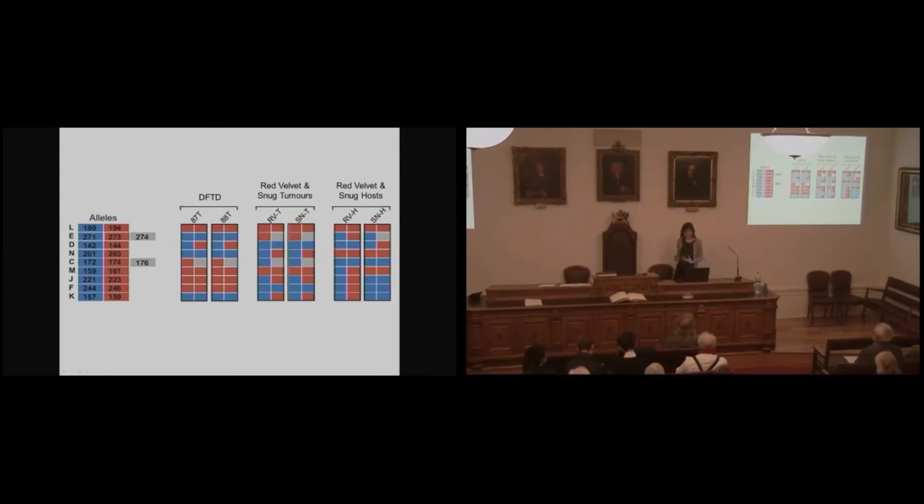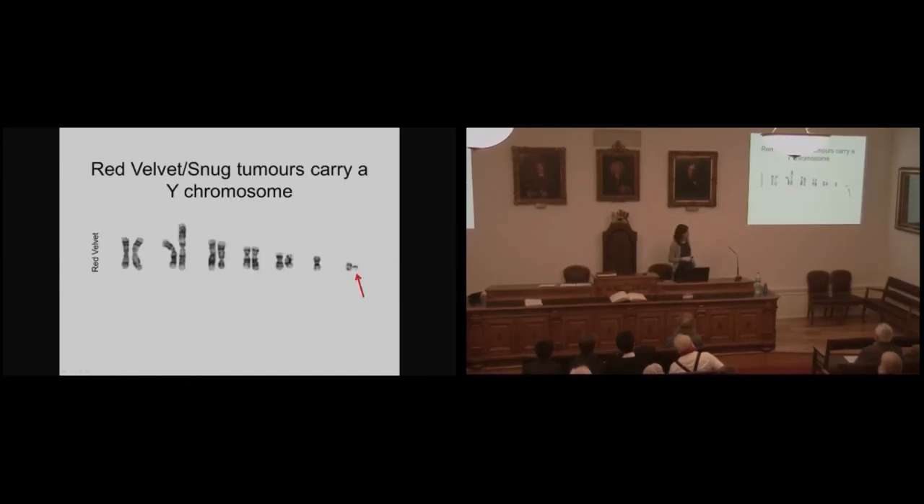So this seems to suggest that Red Velvet and Snug's tumours belong to a transmissible cancer which is not DFTD, a different transmissible cancer, but it doesn't totally rule out that it could be an early ancestral lineage derived from DFTD, which diverged a long time ago, maybe mutated its microsatellites and ended up looking quite different. However, we were able to rule that out by looking at the sex chromosomes, because as I showed you before, we know for sure that DFTD arose from a female devil. The fact that Red Velvet and Snug's tumour has a Y chromosome is really incompatible with a common origin for the two of them. So it's clear that these two tumors have different origins, and this tumor here has contribution from a male devil.